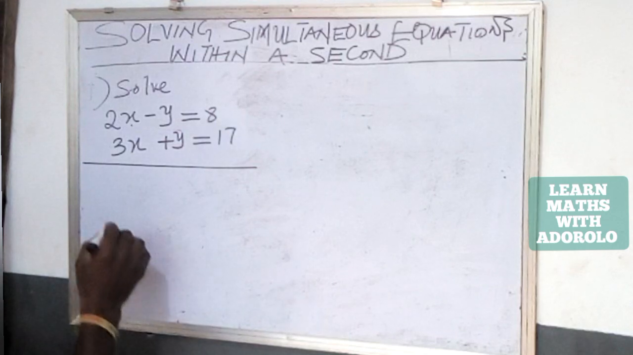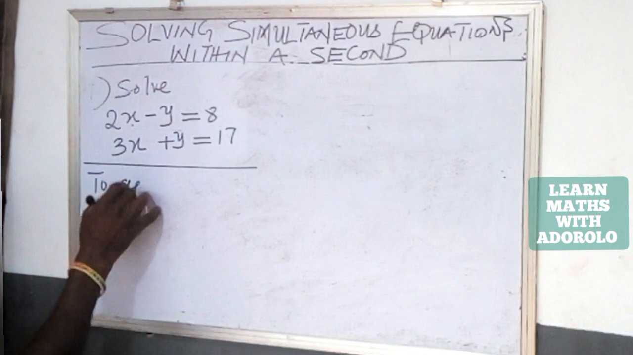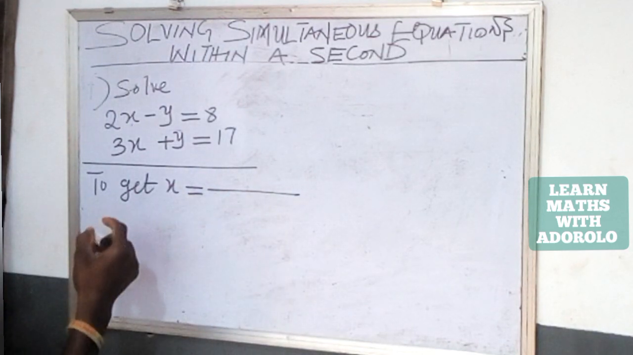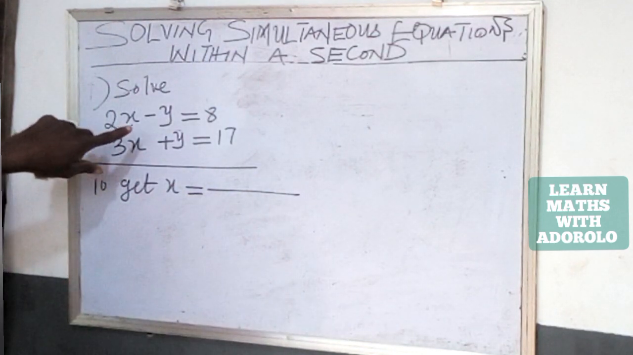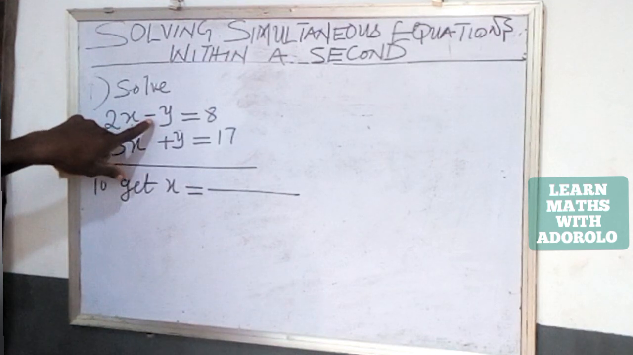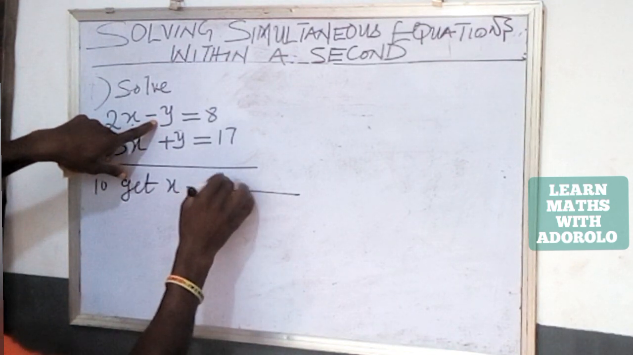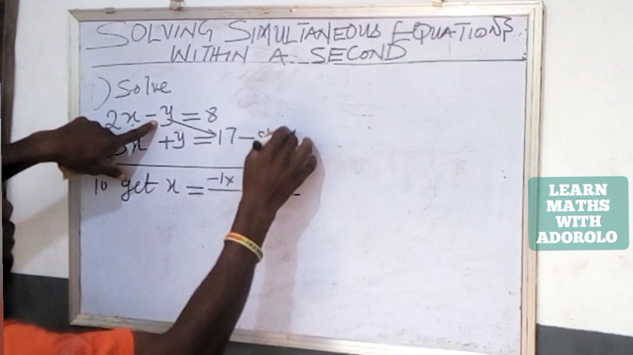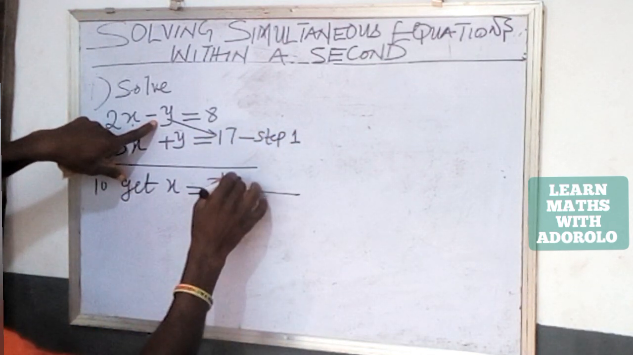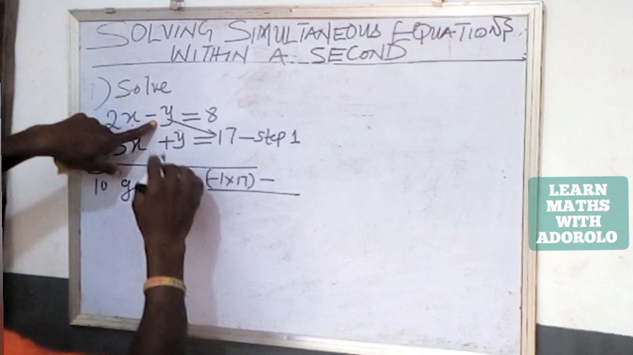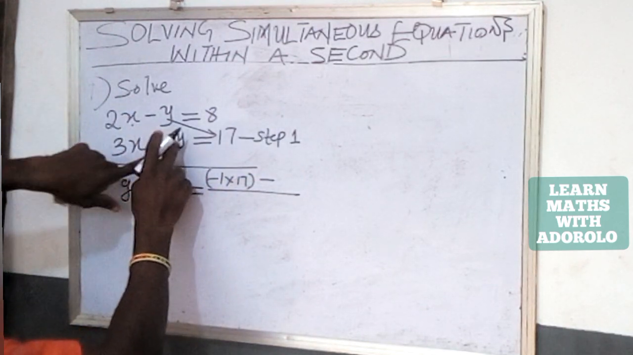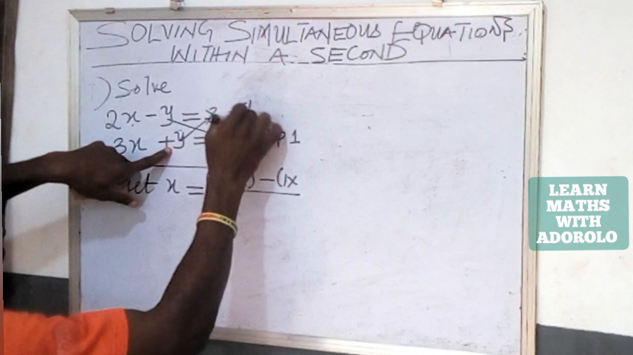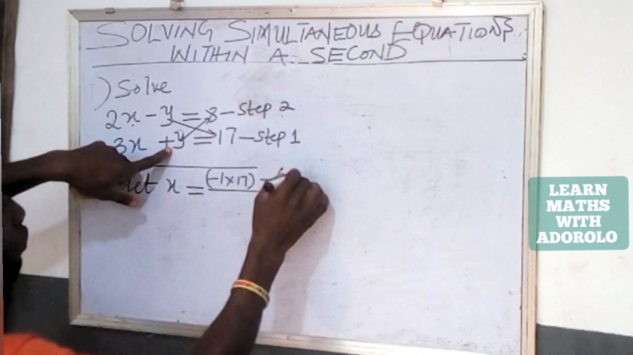The first step is to get x, which is equal to this. First of all, you deal with the coefficient. You multiply the coefficient of y in equation 1, which is minus 1, times 17. This is step 1. Then 17 minus, you multiply the coefficient of y in equation 2, which is 1, times this 8. This is step 2. Very simple.